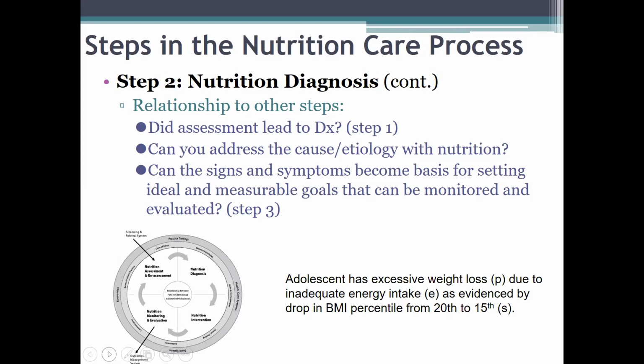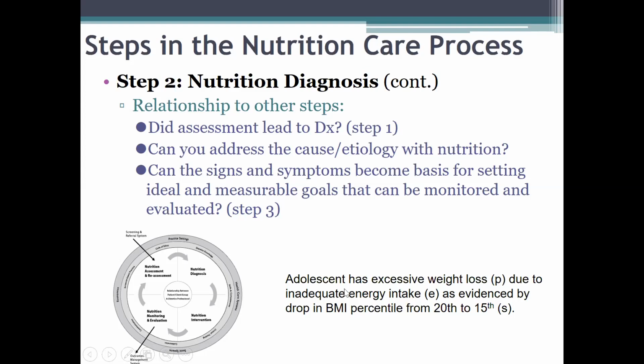Look at the etiology, right? This is where you're going to make your intervention. But if the etiology doesn't have anything to do with nutrition, it's not a good etiology. And then now we're going to start thinking about monitoring and evaluation as well. So your signs and symptoms, the last part of your PES, those are the things that we usually can measure. So if you're going to have ideal and measurable goals that can be monitored and evaluated, those will come right from the signs and symptoms from your PES.